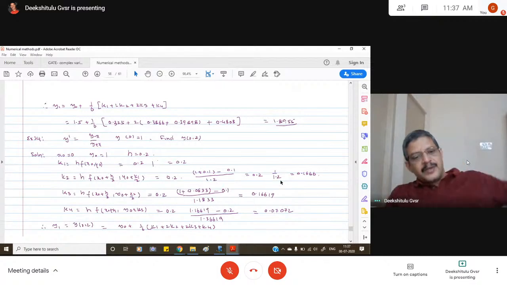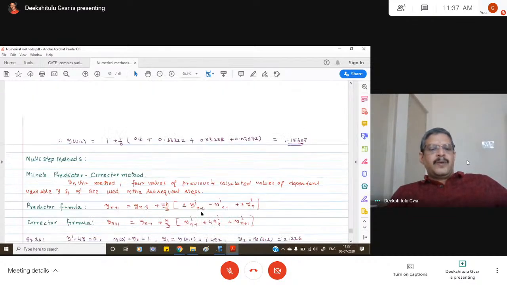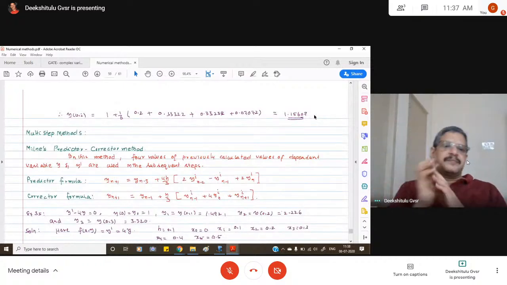1.1666. So k3 is now f of x naught plus h by 2, x naught is 0, h by 2 is 0.1, f of 0.1, comma y naught is 1 plus k2 by 2. So you get 0.16619. Similarly, you get the value of k4, 0.07072. Then y1 is the weighted average of these plus y naught. y naught plus 1 by 6, k1 plus 2k2 plus 2k3 plus k4. We get y at 0.2 is equal to 1.15607.